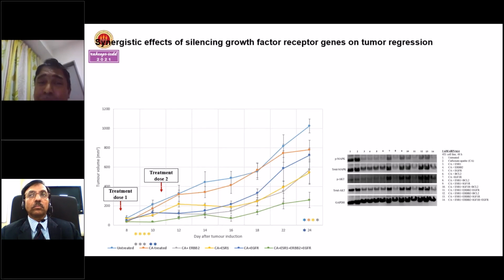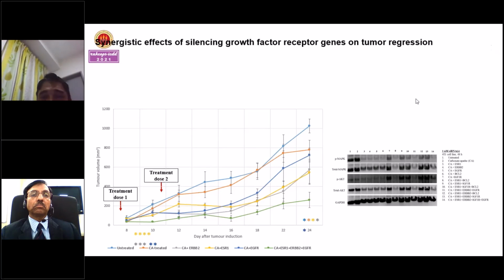And also another one is BCL2, an anti-apoptotic gene. So this also is an important oncogene. So in this study, we delivered siRNA targeting growth factor receptors like EGFR, HER2, IGF-1, estrogen receptors, and BCL2. Around five, and their combinations.